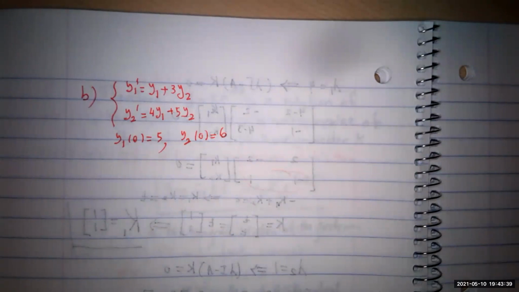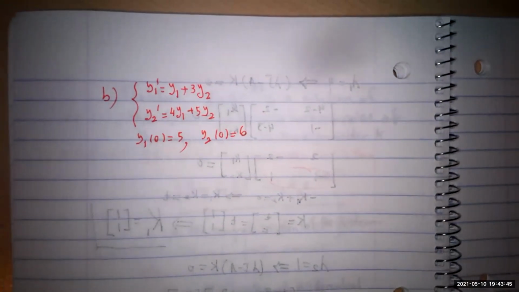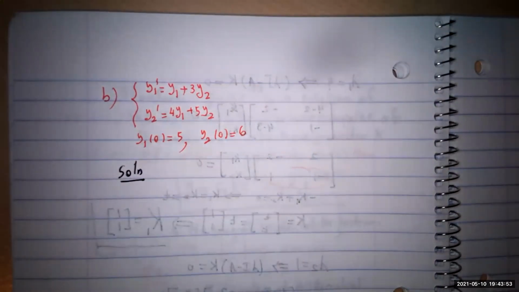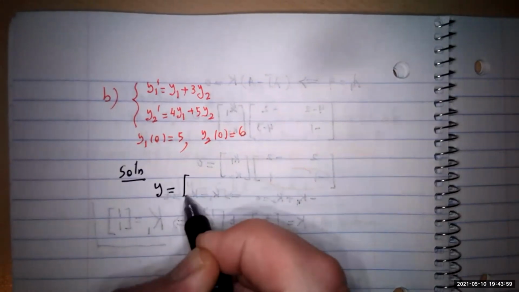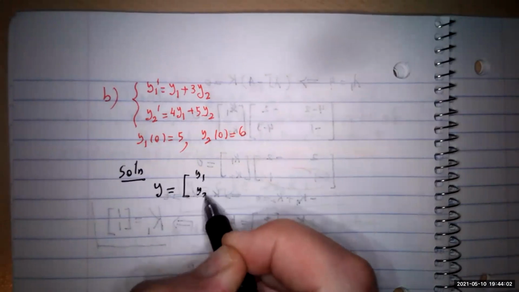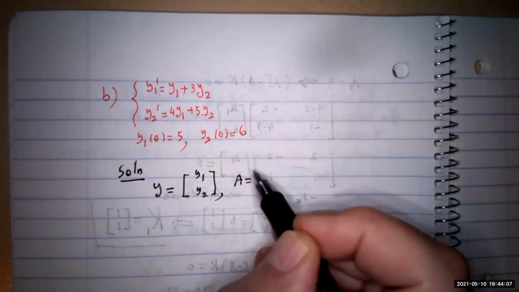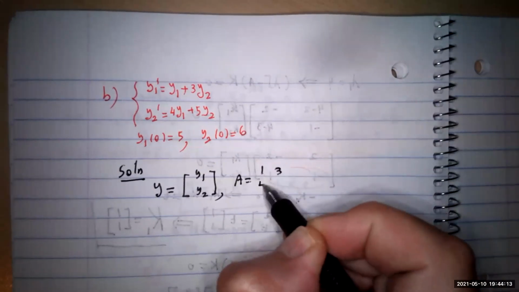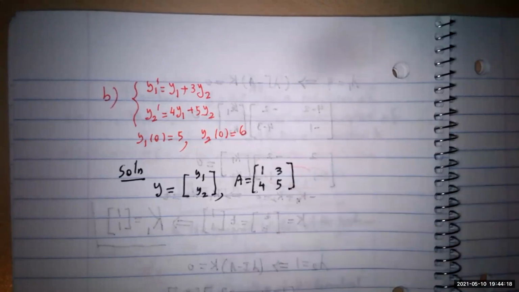So the method is going to be the same. We find the general solution and then we take care of those constants. Okay, so for the solution, you just introduce the y. The y is going to be y1 and y2. Then your matrix A is going to be 1, 3, 4, 5. This is going to be the matrix.